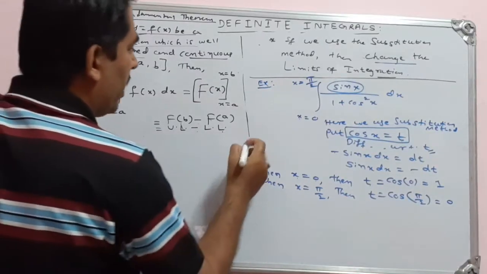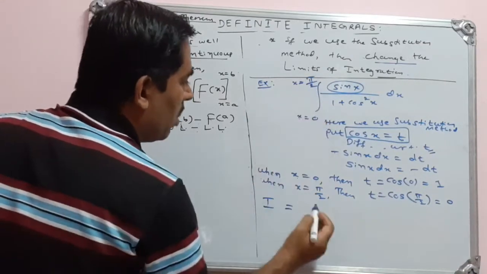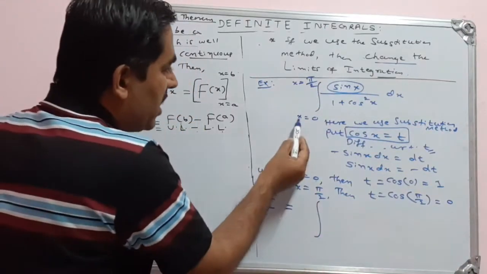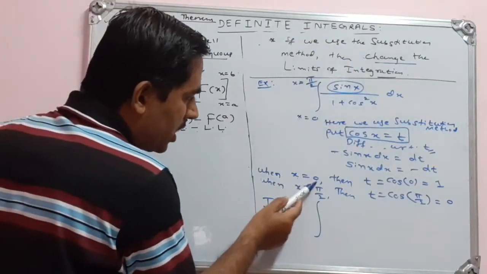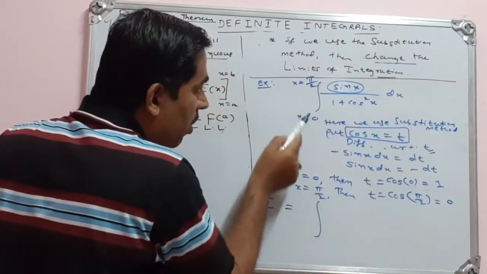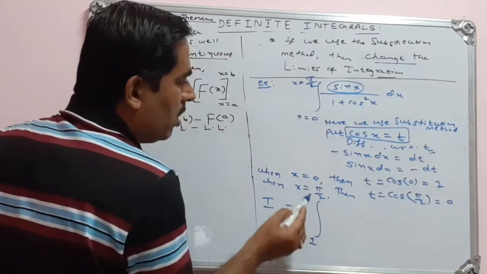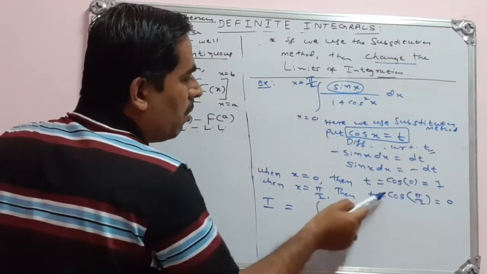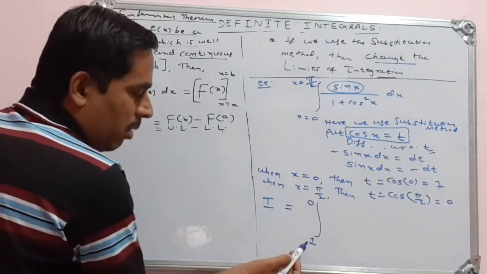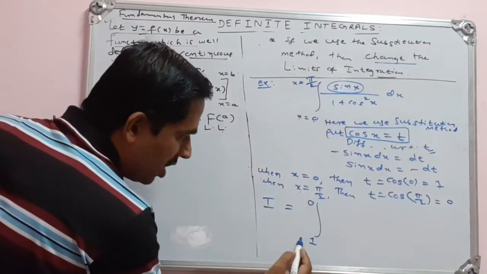Now I can change the integral. Observe this carefully: x is equal to 0 was given in the problem. When x is equal to 0, we have substituted t is equal to cos x, so t is equal to 1. This 0 is the lower limit, so instead of 0, my limit has now become 1. Then when x is equal to the upper limit pi by 2, t becomes 0. So my lower limit and upper limit became 1 to 0, instead of 0 to pi by 2, in terms of t.